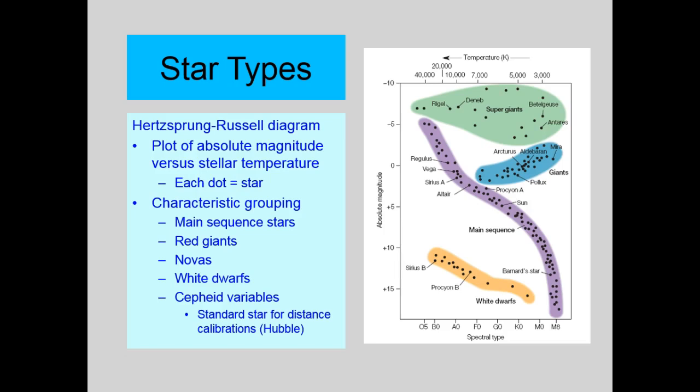Here's Procyon A, and there's Procyon B. Now, they don't always have to be one main sequence and one white dwarf, but a variety of them like that. Those are the only two I see on this one, but it just shows that they can be in that kind of pattern. All right.